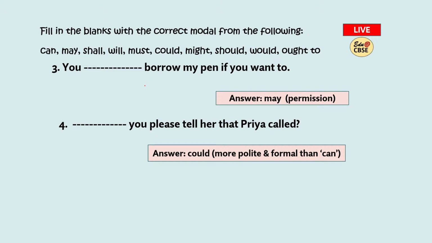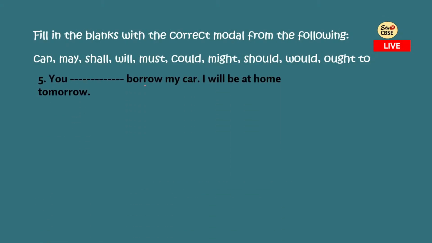4 sentences we have done. Now I move on to the 5th one. Yes, could is the correct answer. Here you have the 5th one now. You dash borrow my car. I will be at home tomorrow. So this is the 5th sentence.